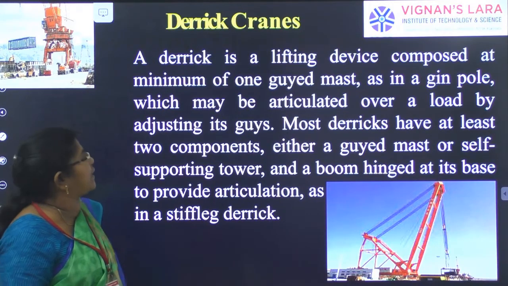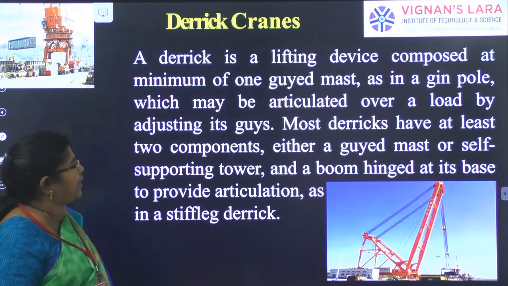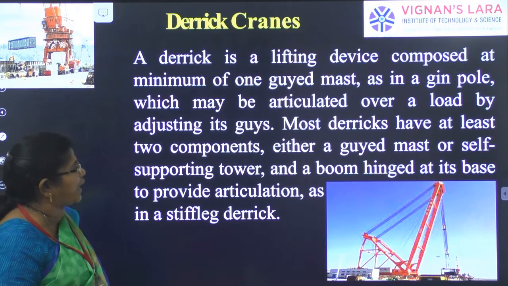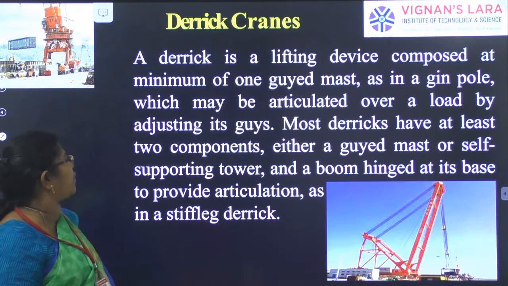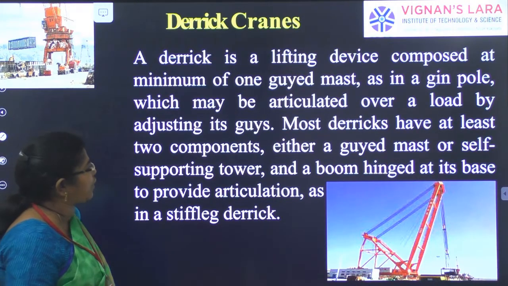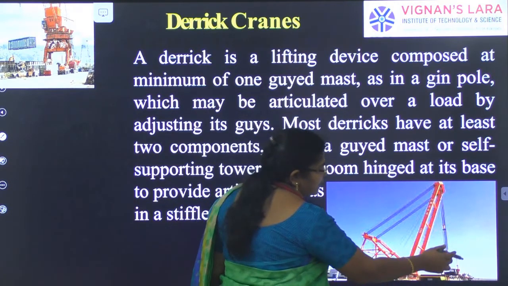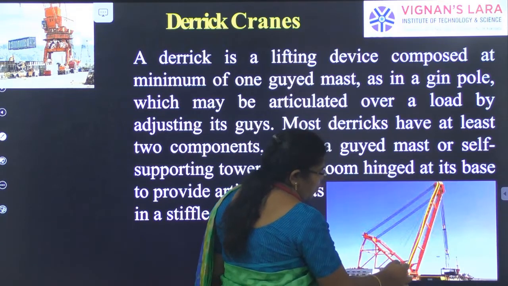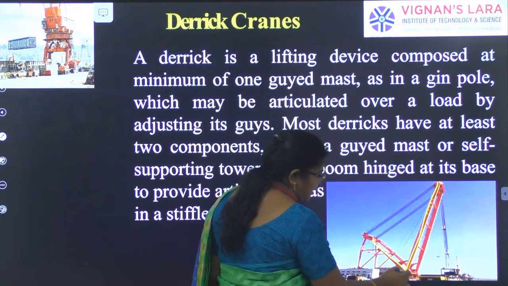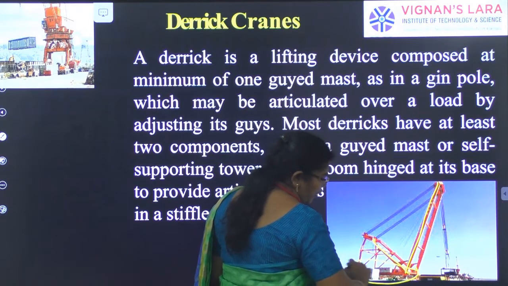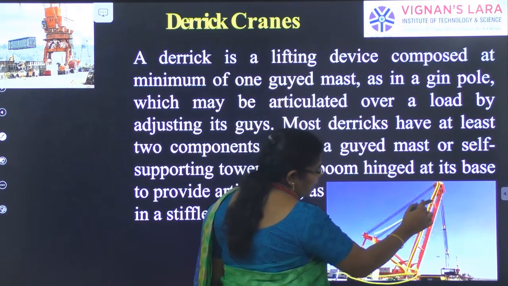So the next one is the derrick crane. A derrick crane is a lifting device composed of a minimum of 1 guide mast, as in a gin pole, which may be articulated over a load by adjusting its guides. So you can see here, this is one mast, this is another mast. The entire system will be articulated by the one base. So here there will be a rope.